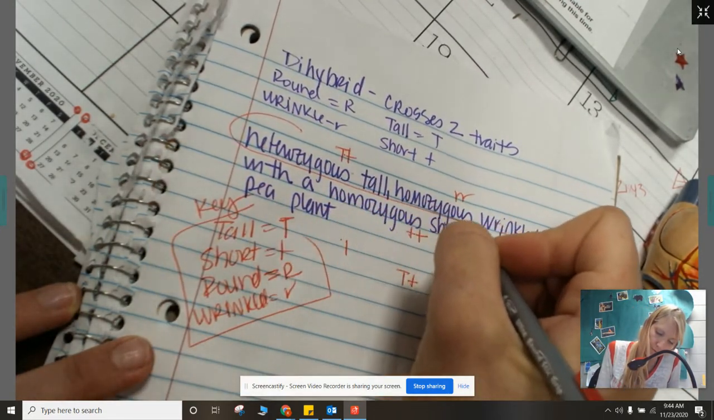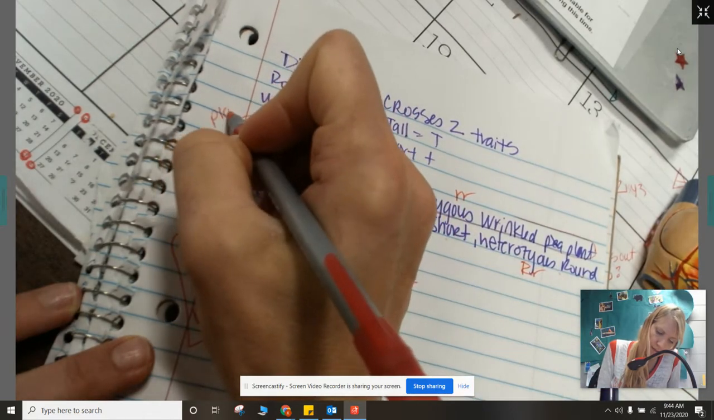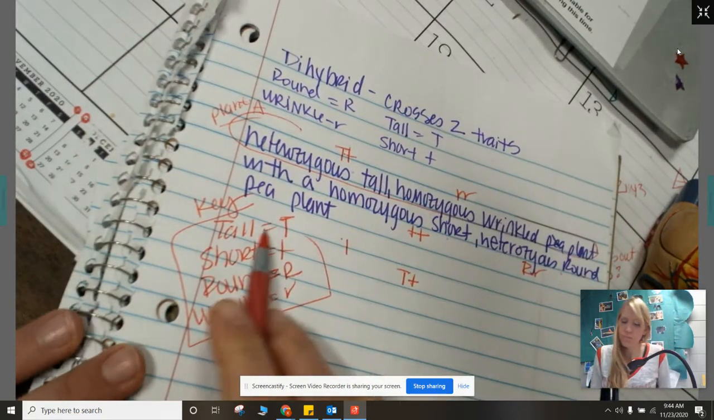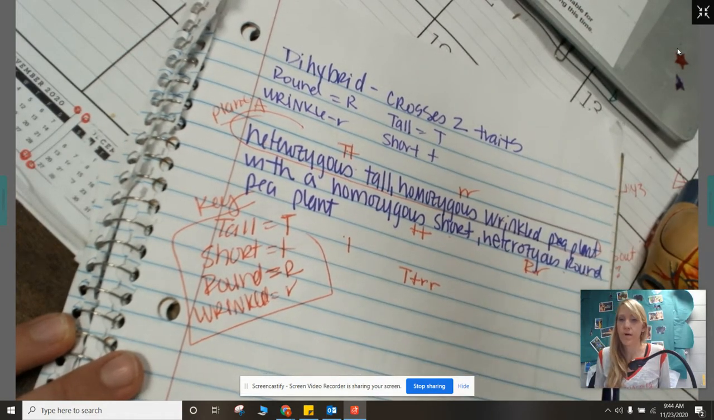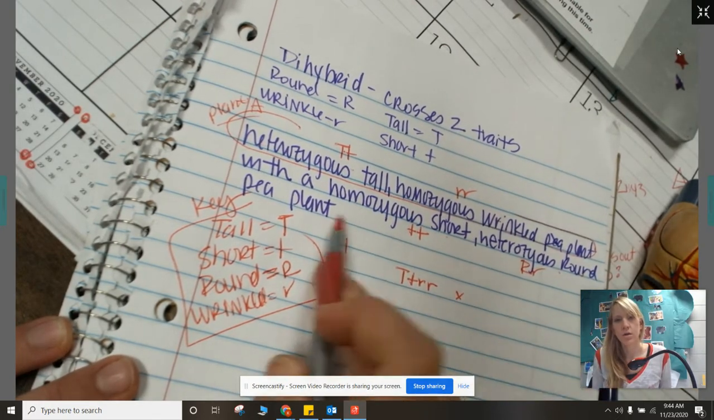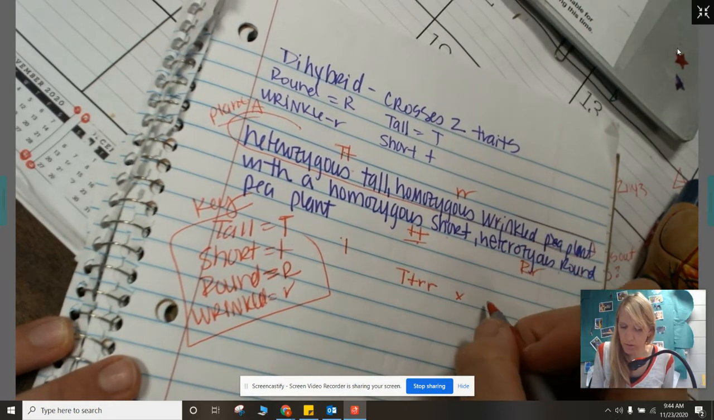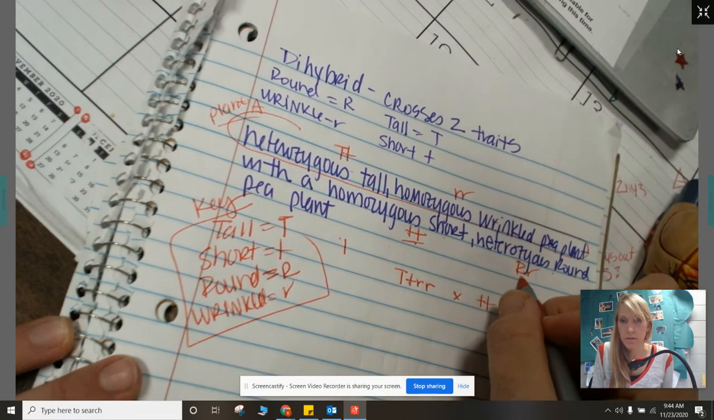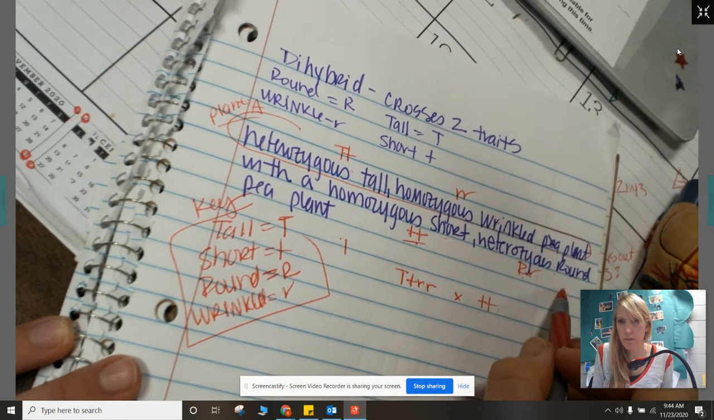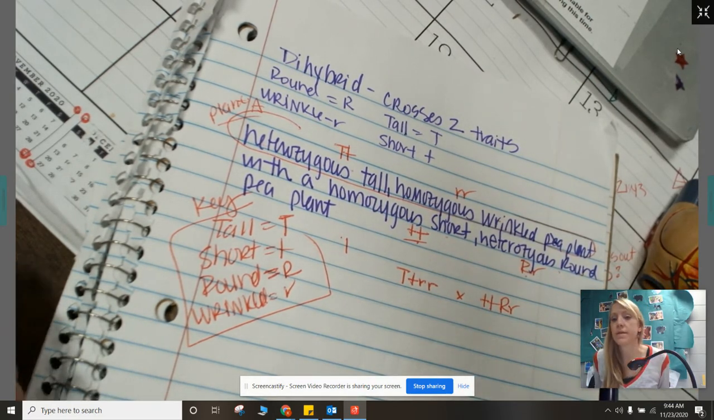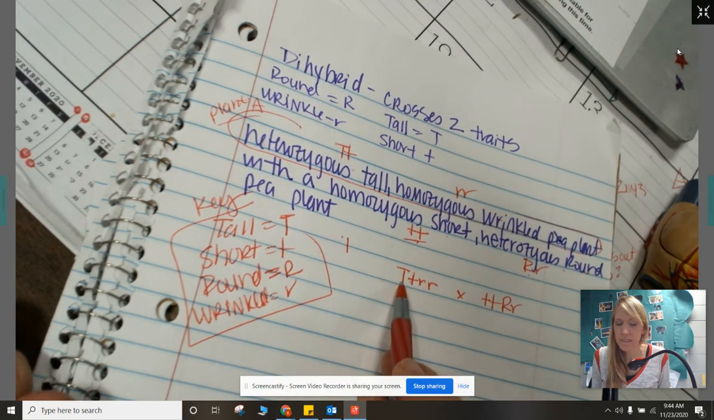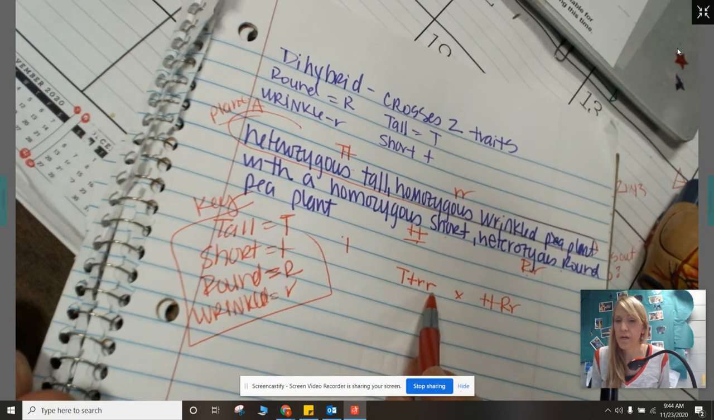So this is all one plant. This is plant A. Homozygous wrinkled. I have to put it right next to it. Little r, little r. That is one plant, right? So what's on the next plant? Let's check. Homozygous short, remember we already figured that out, little t, little t. Heterozygous round is right here. Okay. So remember how I told you always have to write the dominant one first? You do have to do that, but you have to also put the letters by each other. So you have to put the T's by each other and the R's by each other because otherwise it doesn't make sense.